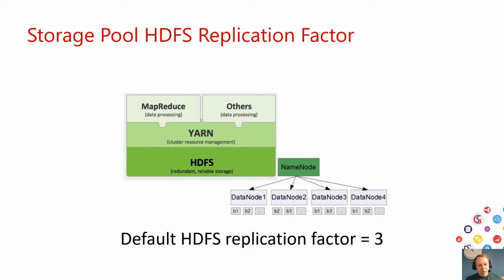Your storage pool. I'm mentioning the storage pool more than the data pool, application pools, master pools, because again, to reiterate the point, the storage pool is the part of your big data cluster that does all the heavy lifting. By default, this has a HDFS replication factor of 3. This means that everything that you write to HDFS under your storage pool gets replicated 3 times.